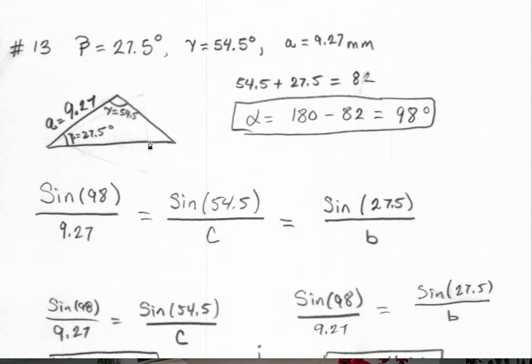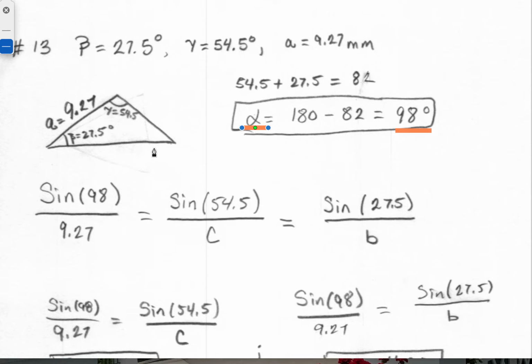So in order to find alpha, all I have to do is remember there's 180 degrees in a triangle. So if I subtract 54.5 degrees and I subtract 27.5 degrees, which remember is the same as 82, I get 98 degrees. So angle alpha is 98 degrees. And I just found that by remembering 180 degrees for all three, subtract these two, and I'm left with 98 degrees. So now I have to figure out side C and side B.